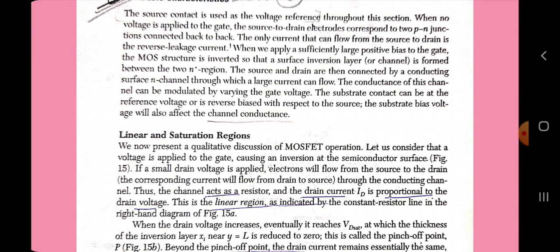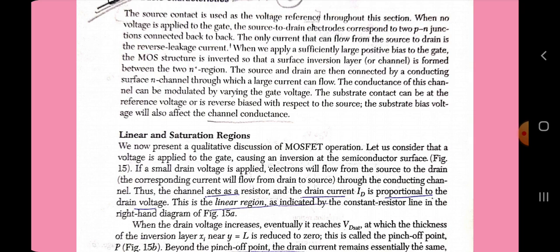The source contact is used as a voltage reference throughout the section. When no voltage is applied to the gate, the source to drain electrodes correspond to two PN junctions connected back to back. The only current that can flow from the source to drain is a reverse leakage current. When we apply a sufficiently large positive bias to the gate, the MOS structure is inverted so that a surface inversion layer or channel is formed between the two N+ regions.